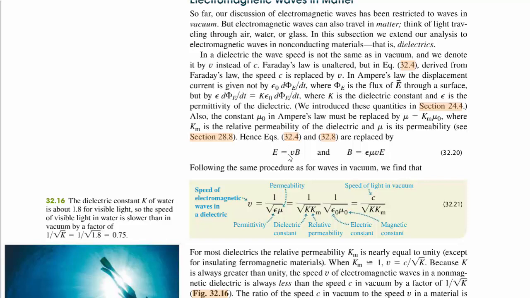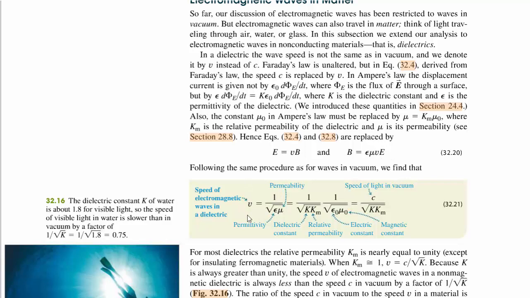So we've replaced c with a v here in the two formulas that came from Faraday's law and Ampere's law. We've also had to replace epsilon naught with epsilon, the permittivity, and mu naught with mu, the permeability. These are the permittivity and permeability of that material that the light's traveling in.